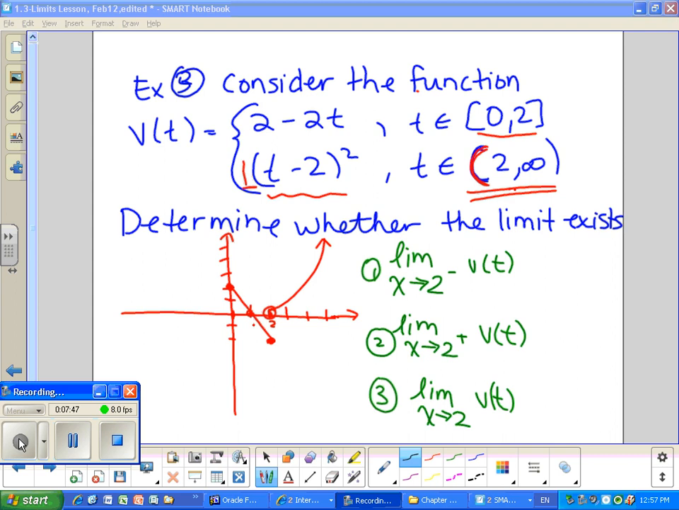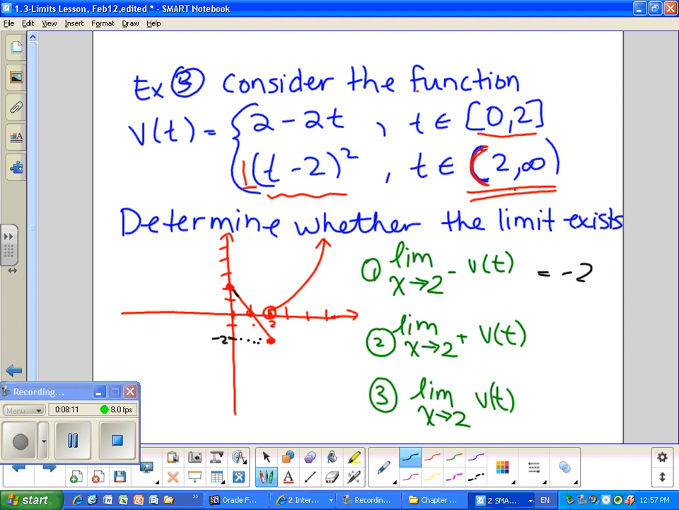So for the first part, guys, we are trying to get at x equals 2 with a little negative from the left. So when you come on the graph and you come from the left, what's the first function you come to? The line or the parabola? Okay, so jump onto the line and you come down. As you come to 2, what are you approaching? You're approaching negative 2.